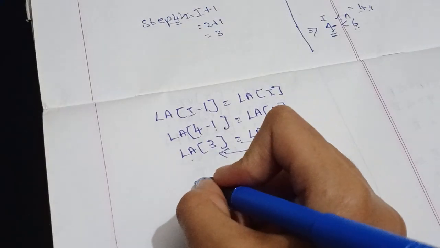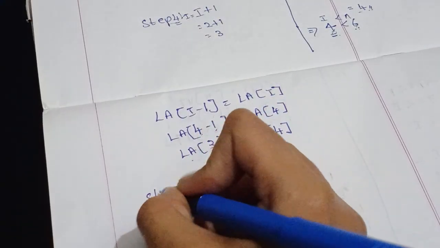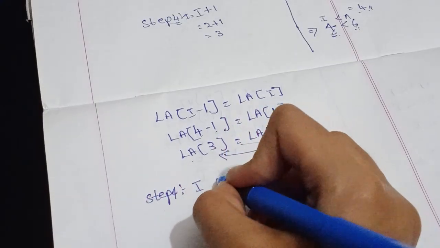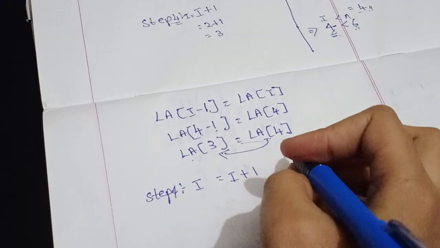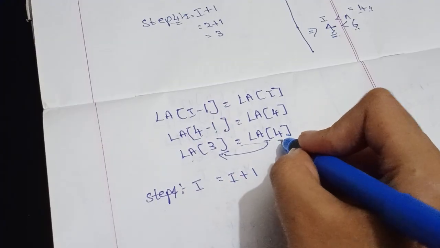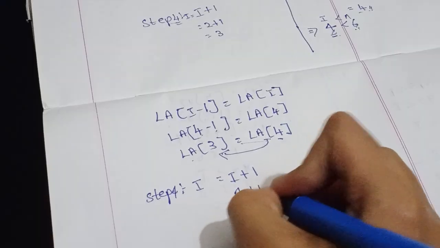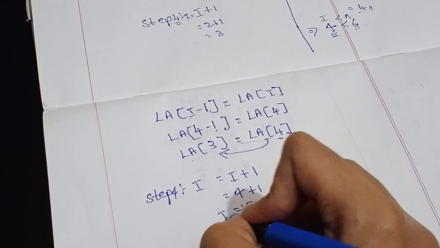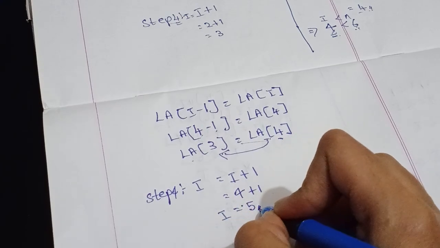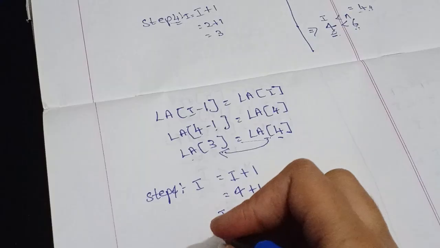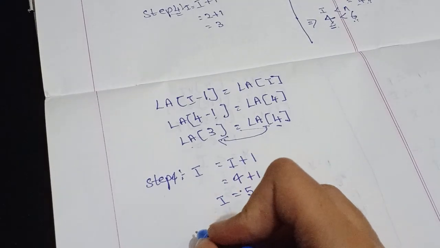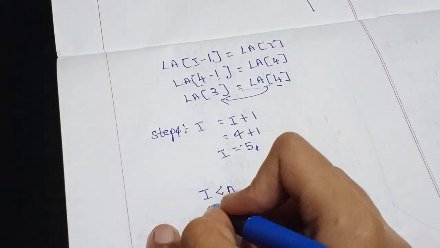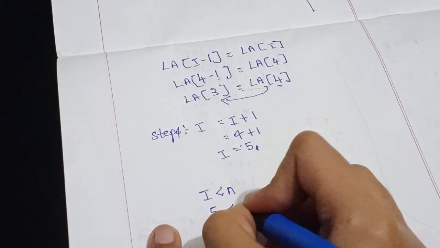So this will become step 4. What is the I value we have? Recently the I value we got is 4. So 4 plus 1, how much is 4 plus 1? 4 plus 1 is 5. So the new I value we got is 5. Now we need to check with the while loop, that is I should be lesser than n. So I got 5. Is 5 lesser than 6?